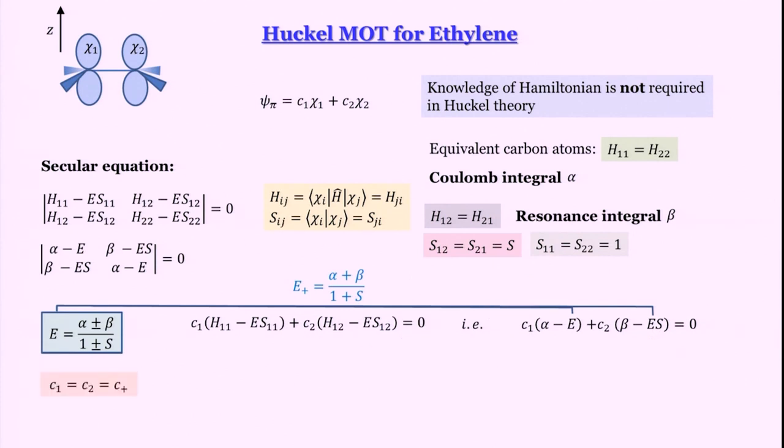So, we get C1 equal to C2, and since we got this by taking the plus combination, we call it C plus. So, your wave function becomes C plus multiplied by chi1 plus chi2. Please work out the other one and convince yourselves that it is going to be C minus multiplied by chi1 minus chi2. When you normalize this, that is very easy. I will not work it out because we have done something similar for H2 plus. We get C plus is equal to 1 by root over 2 into 1 plus S.